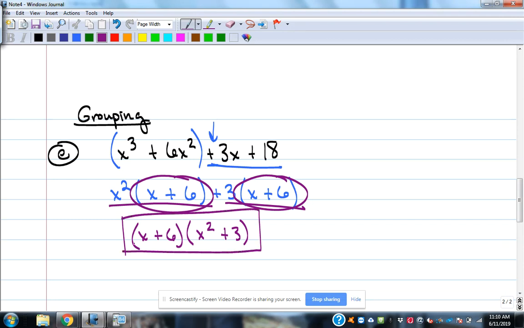Now, I tend to not think about it in that way. I usually say, okay, the parentheses that match is your first factor. Your second factor is the stuff that's in front of those. That's the way I usually think about this. I don't usually think about it as GCF. Okay. X plus 6 matches. That's the first factor. X squared plus 3 is the stuff in front. That's your second factor. You factored that polynomial by grouping. That's what we're doing here. Okay. Let's try another.